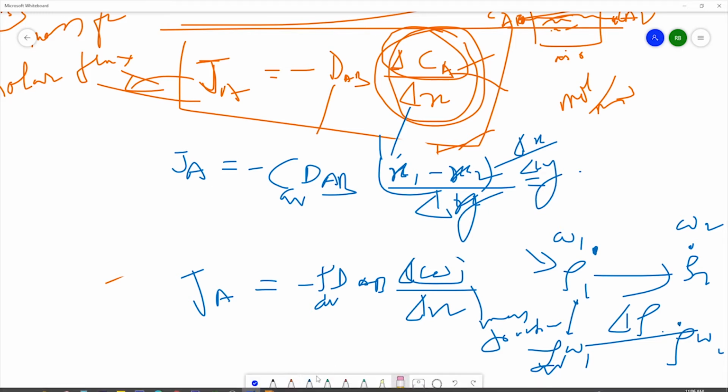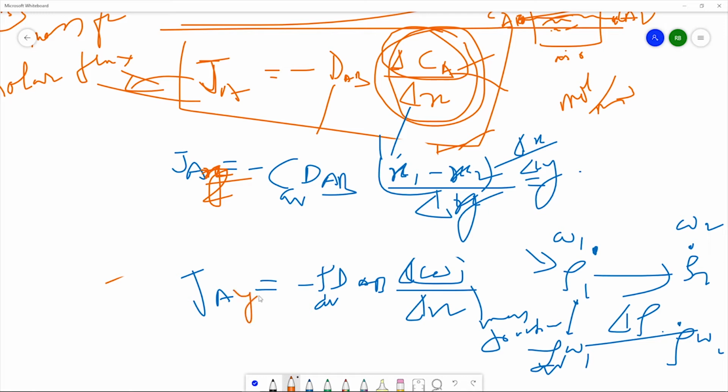And also, if the flux is happening in the X direction, you can write JAX, the molar flux of A in the direction X. Or you can say JAY, molar flux of A in the direction Y, or JAZ, molar flux of A in the direction of Z. Similarly here, you can write the mass flux of A in the direction Y, or mass flux of A in the direction of X. Those are some of the notations. Okay, you already know this stuff.